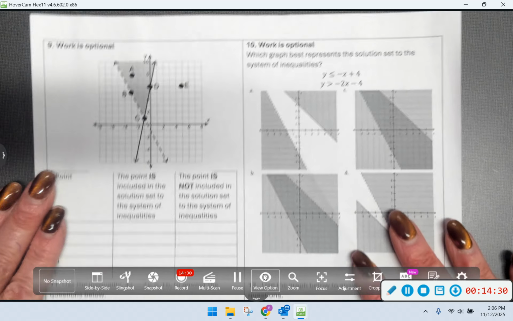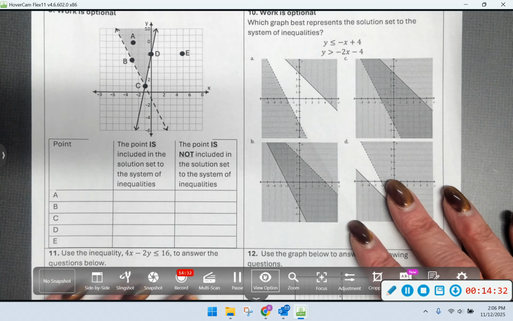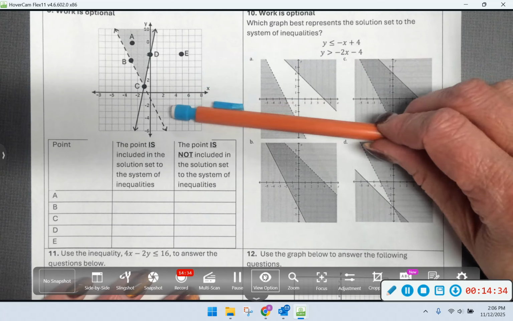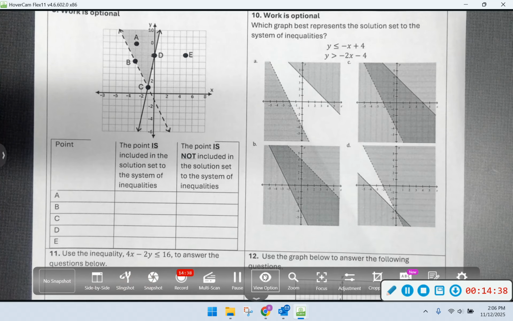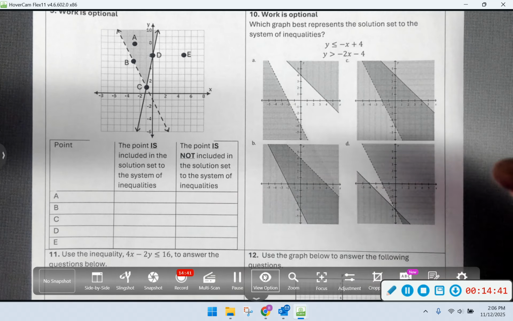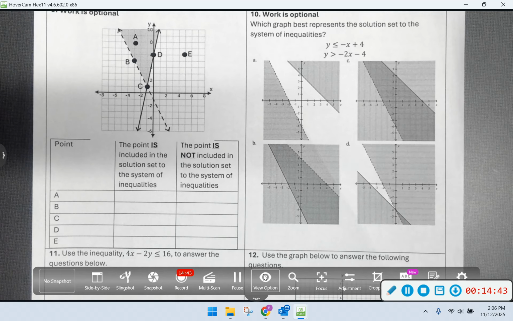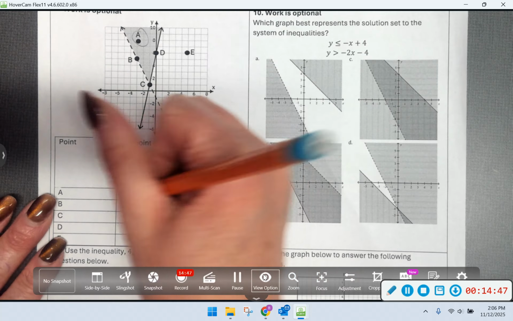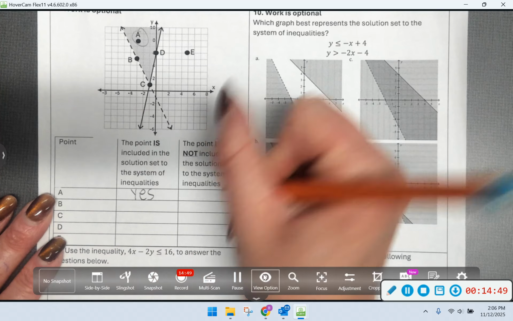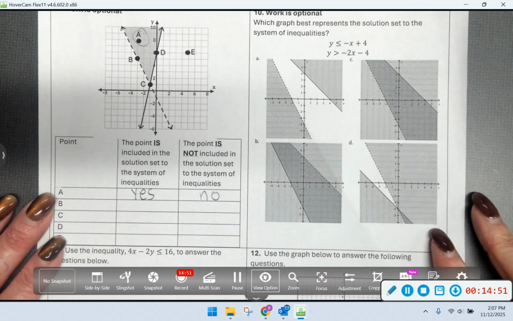All right, number 9. I want to know which points are in the shaded region and not in the shaded region, okay? Now, in Schoology, you're going to click yes if it goes into that column, no if it does not. So let's start with A. A is in my shaded region, so it's going to be a yes here and a no here.